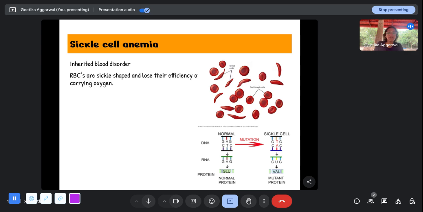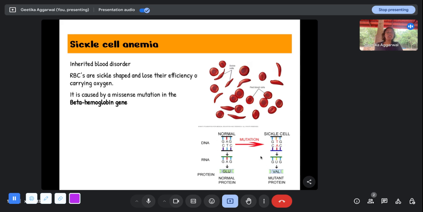It is an inherited blood disorder, and the RBCs, now sickle shaped, lose their oxygen carrying capacity. They will not be able to carry enough oxygen, and they're not even able to pass through the capillaries properly because they have lost their shape. This disorder is caused by a missense mutation in the beta hemoglobin gene.